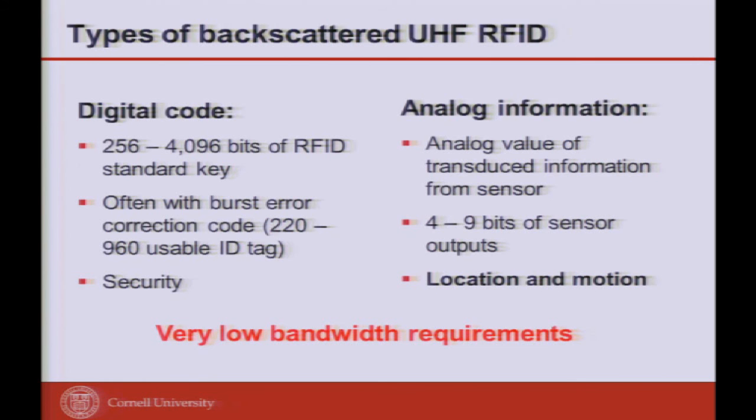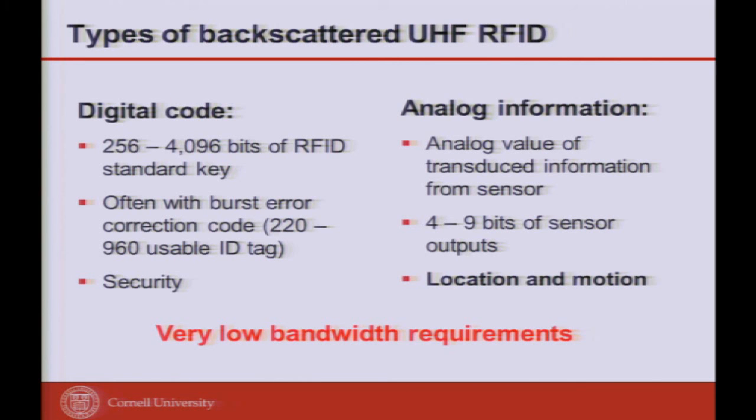So there are two things contained in the backscatter RFID. One is the digital code. You modulate the backscatter wave to send about half a K to 4K bits, and you can use this as a digital mode. Security is a big topic for that.